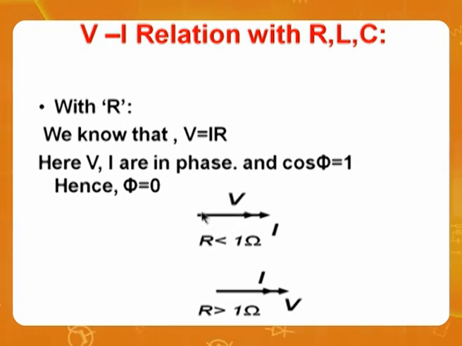Look at here. Suppose I take I as a reference, then what is V? V is less than I if R is less than 1. If R is more than 1, V is more than I. Whether V is less than or more than I, one point is clear: the angle is 0. The value is changing, but the angle is not changing. That's the first thing to talk about the resistor.